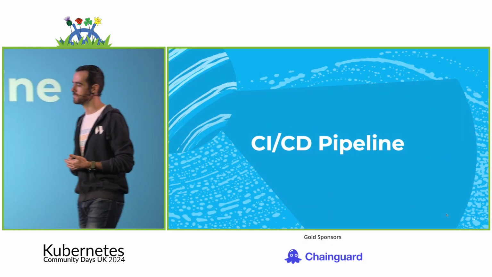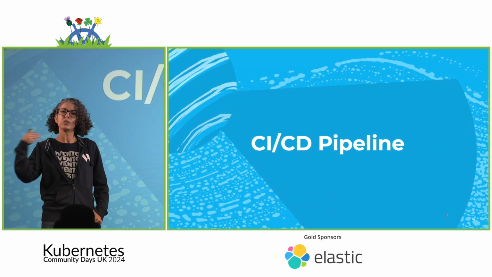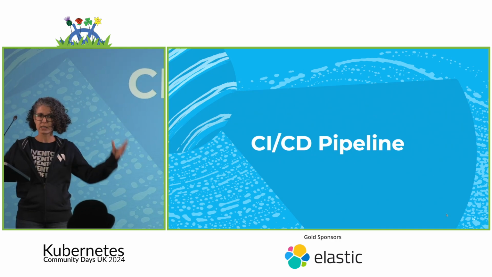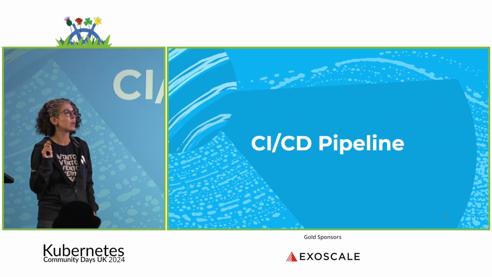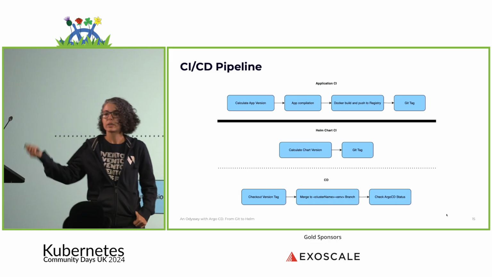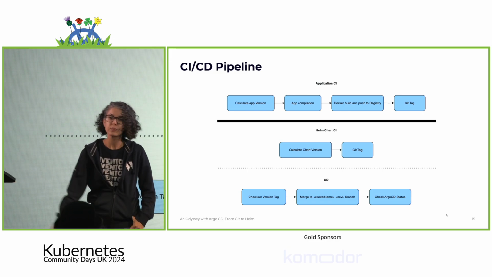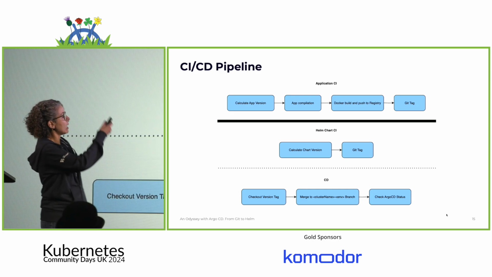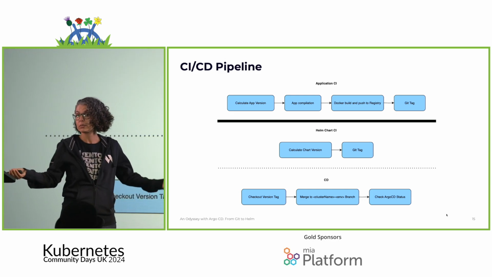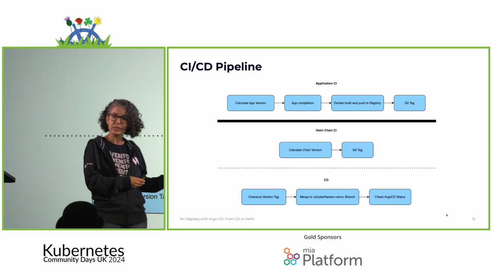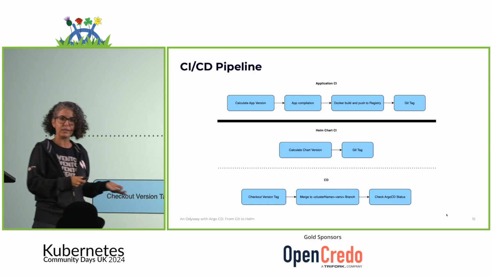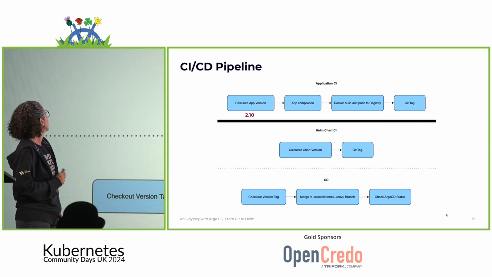So now let's have a deeper look at our CI/CD pipeline so you can understand how all this works together. As we said, we have two different repositories, one for the application, another one for the Helm chart. So we have two pipelines, one to compile and build our Docker image, and another one to deploy the charts.